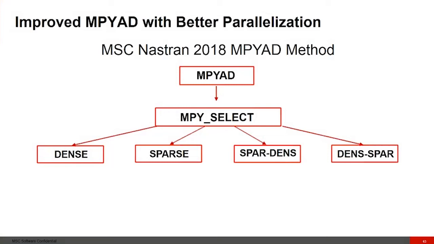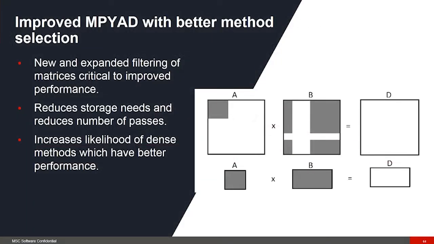But before, we had some older methods for the MPYAD. MPYAD is the module inside Nastran that takes care of the matrix multiplication and addition and does the matrix solution. And we have added a new method. We totally rewrote the MPYAD to provide better performance. Performance gains of up to 5 times can be seen with many models using the newly rewritten MPYAD.